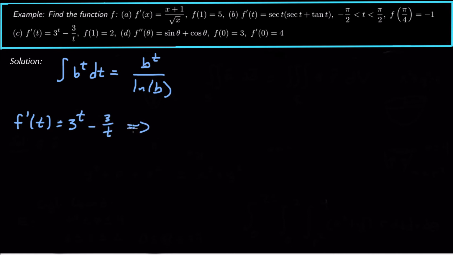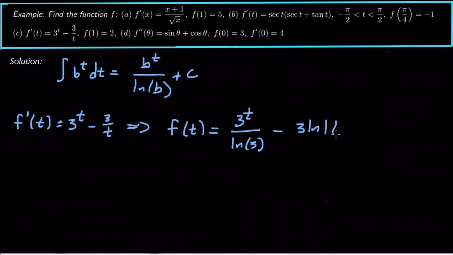Now, anti-differentiate both of those. This 3 to the t is of this form, b to the t. Stick a plus c there. So this 3 to the t is going to anti-differentiate to 3 to the t over natural log of 3 minus, and then 1 over t, that's 3 natural log absolute value of t. So that's another one we need to remember, is that 1 over t anti-differentiates to natural log of absolute value t plus c. All right, and then just combine those two constants, we'll get one constant plus c.